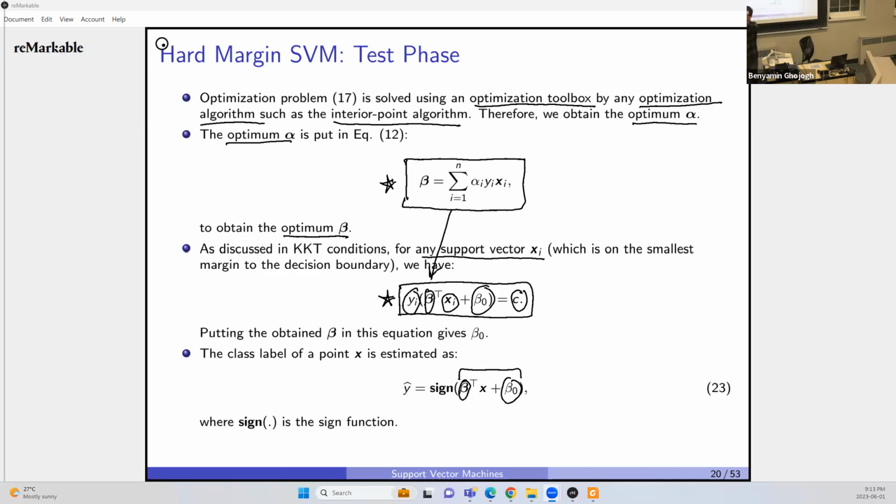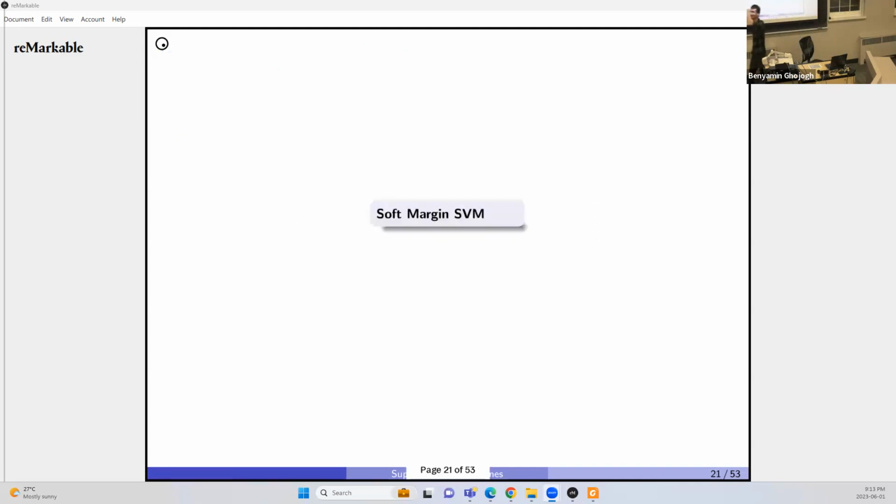Why do I take the sign? Because I want to know whether it's on the upper side of the line or below the line, which class it is. And why sign? The sign's output is plus one or minus one. I use plus one and minus one for the labels of the training database. So y hat is this, for the test phase. Sign is the sign function. Hard margin SVM is over, okay?